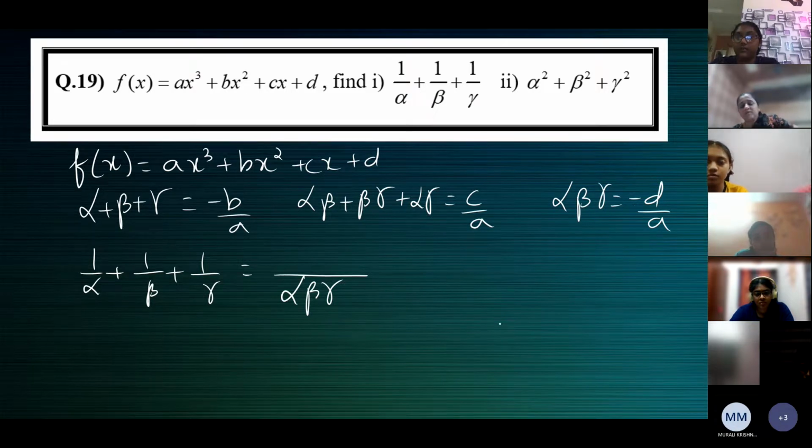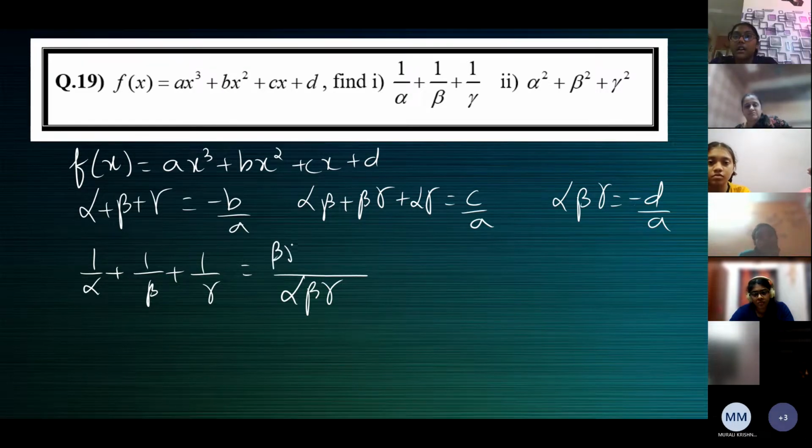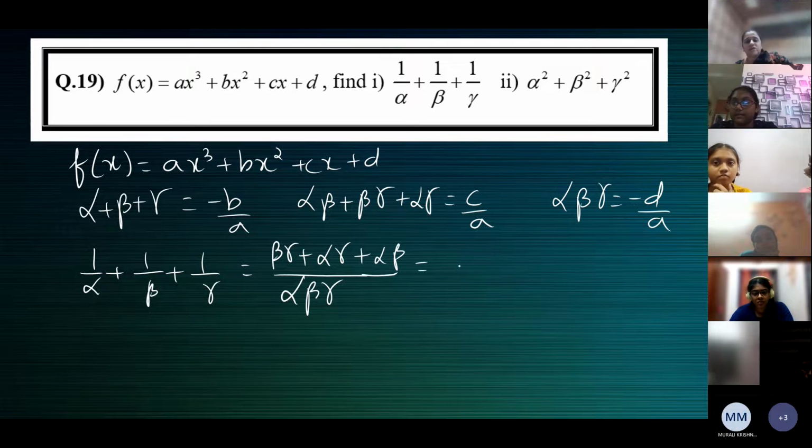Very good. But we can ignore that one, no? Tell me the answer without one. Beta gamma plus alpha gamma plus alpha beta. Very good. So the numerator is alpha beta plus beta gamma plus alpha gamma, in a different order. What is the value of alpha beta plus beta gamma plus alpha gamma?